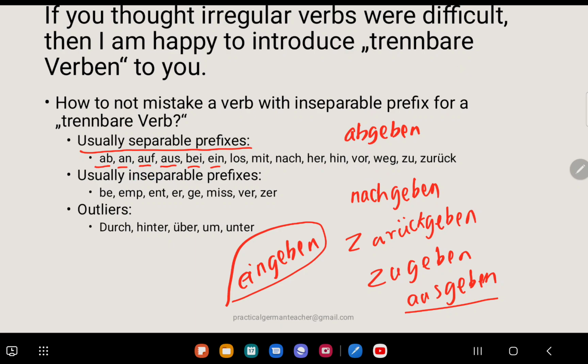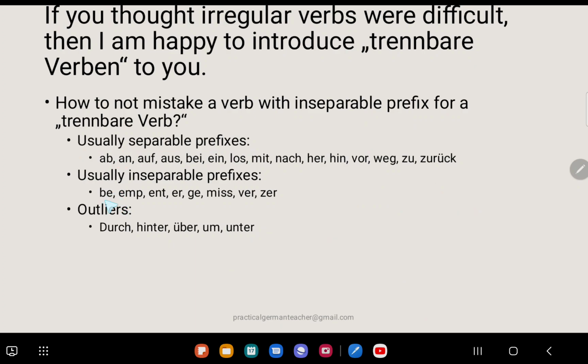But then there will be prefixes which will not be separable. Right, as I said, ergeben. Here it is not separable. Okay, so it's not trennbare. So ergeben is not a trennbare verb. Then of course there are always outliers, exceptions.